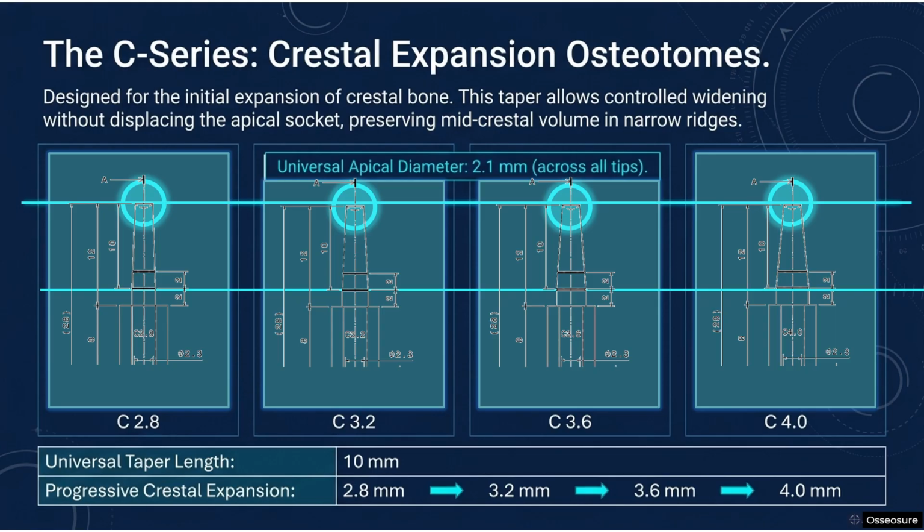The unique feature of C series is that all tips share a universal apical diameter of 2.1 millimeters. That means C2.8, C3.2, C3.6 and C4.0, all of them enter the osteotomy at the same 2.1 millimeter apical point. Their taper length is 10 millimeters and the crestal expansion progresses from 2.8 to 3.2 to 3.6 and to 4.0 millimeters. This is the crestal expansion phase. Controlled widening of crest is achieved.